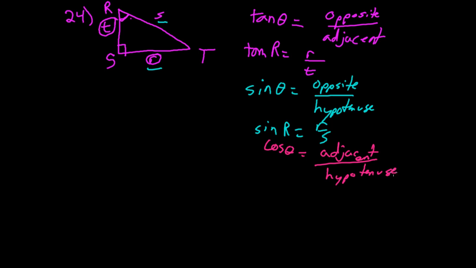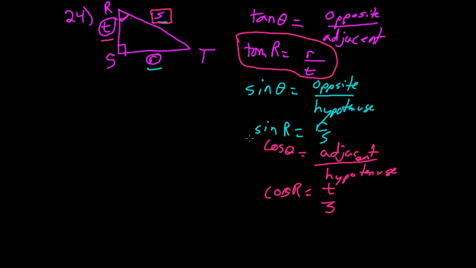Cosine of theta is equal to the adjacent side, or the side touching it, over the hypotenuse. So the cosine of r would be equal to the adjacent side touching it over the hypotenuse, s. So the cosine of r would just be t over s. And we only needed to do the tangent, but it's good practice to know how to do all these. You should be familiar with all these concepts for the ACT. And that's question 24. So we'll go on to question 25.